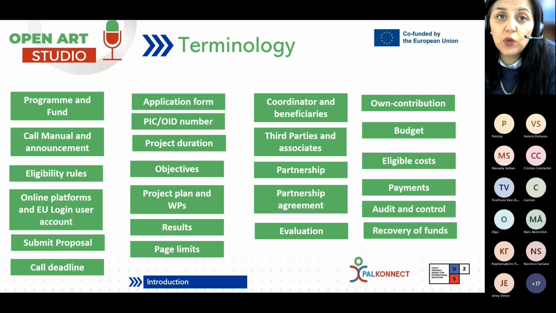For example, if we are a network, we can have organizations that are part of the network participating in the partnership. So the partnership, as I said before, is the sum of the coordinator and beneficiaries that have a common idea and are willing to work on it. Then we have a partnership agreement. Actually, this is the contract among the coordinator and beneficiaries for the implementation of the project activities.